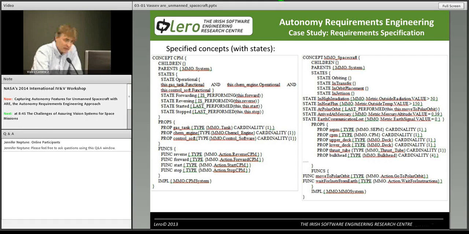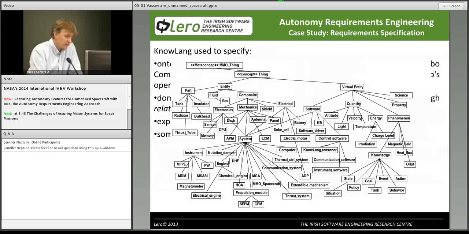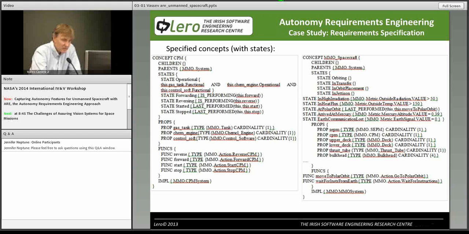And you can see, for example, MMO spacecraft here is a concept, part of this tree, somewhere here. Anyway, it's there. So the MMO spacecraft is specified with these particular states: orbiting, in transfer, in orbit placement, in jettison, and so on. All these states are specified as Boolean expressions over the entire model, over the entire ontology. And these are the functionalities that we give to the spacecraft in order to achieve some particular self-objectives, like move to polar orbit, wait for instructions from Earth, and so on.